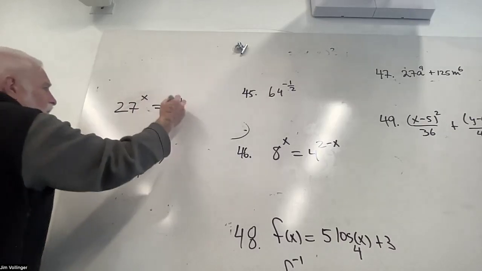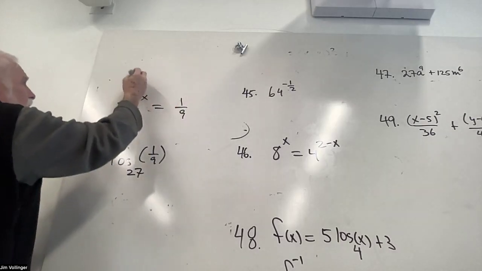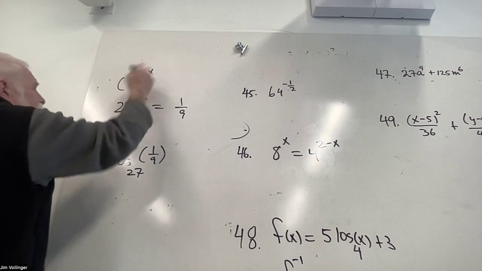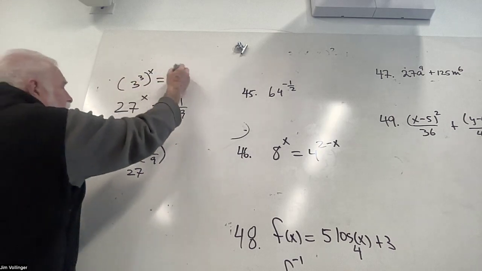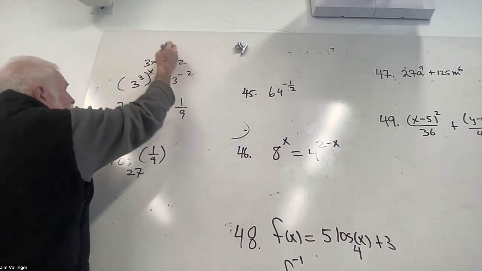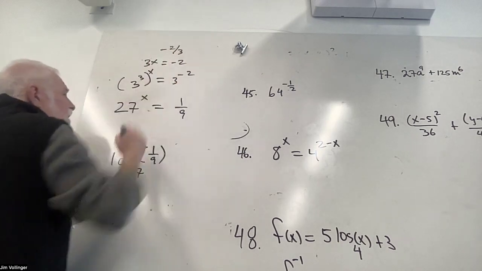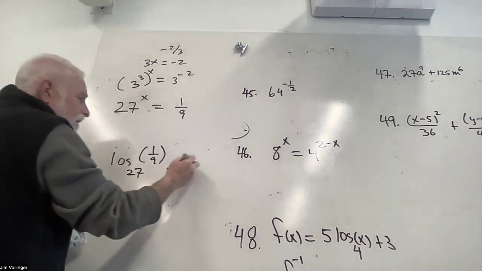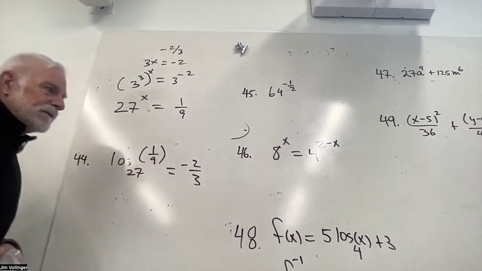27 to the x equals 1/9. You got to get the same base, which is base 3: 3 to the 3 to the x. Over here, 3 to the -2. And therefore, 3x equals -2. And there's our answer, negative 2/3. But if you can just see the answer and write it, well, that's 10 seconds or less.